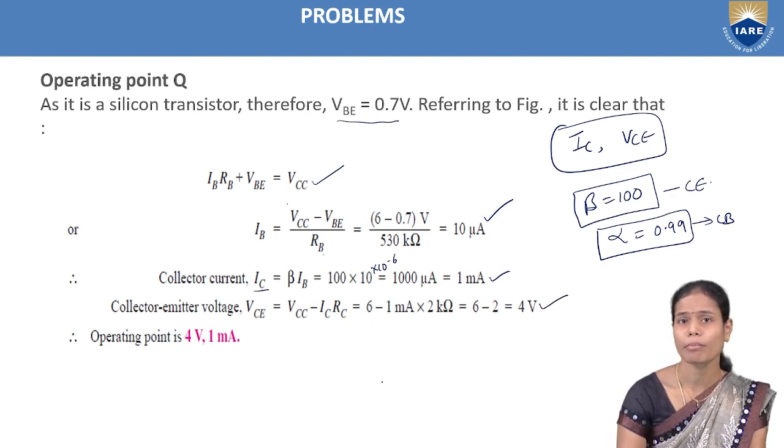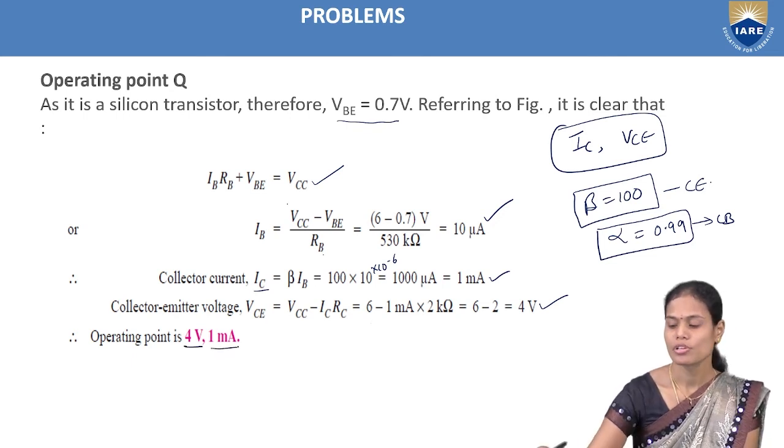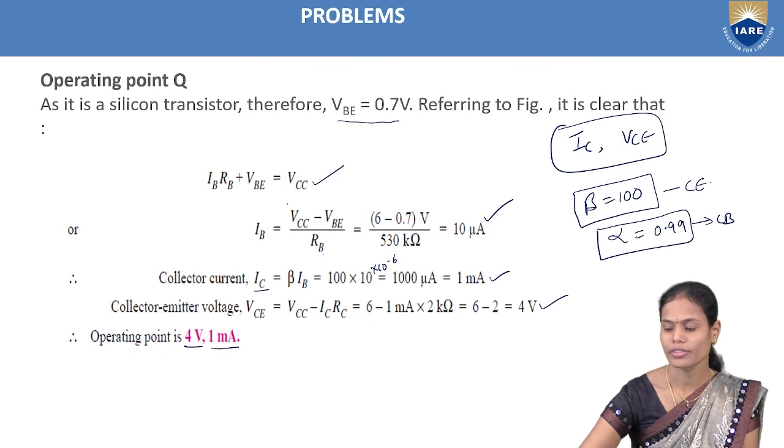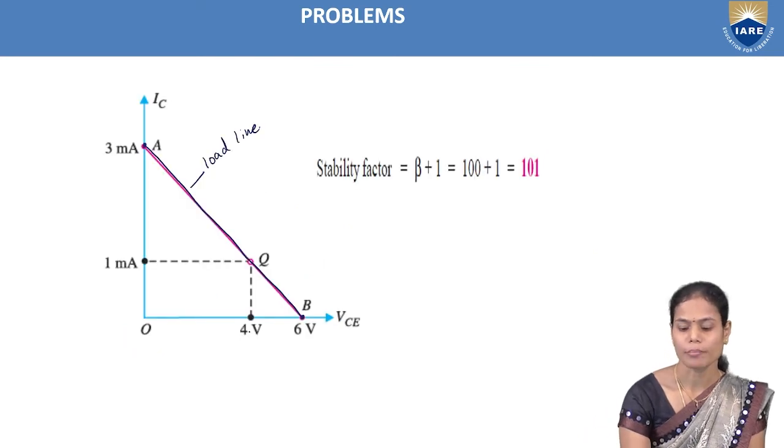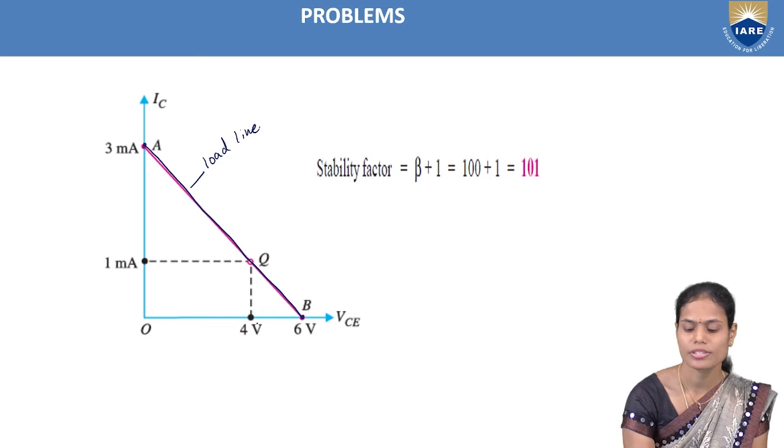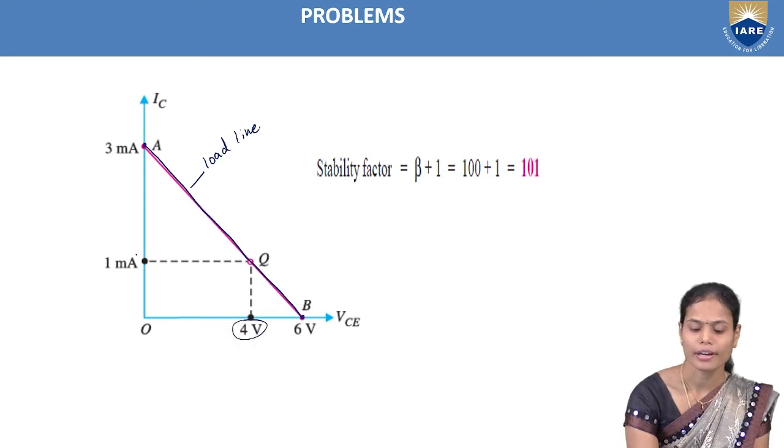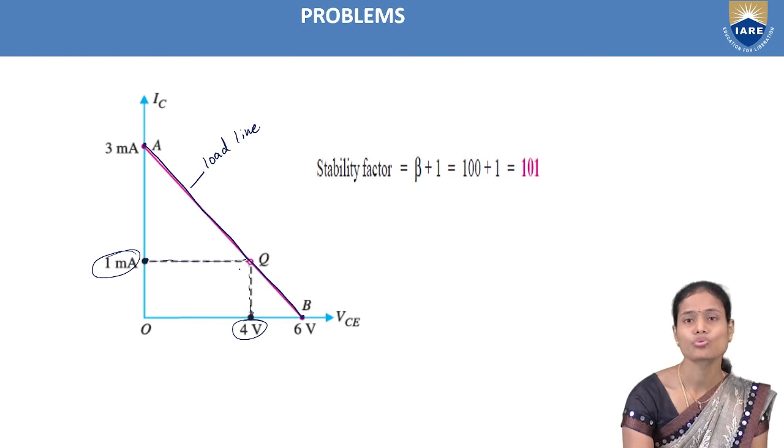So the operating point values are 4 volts and 1 milliamp. This we have to indicate on the characteristics. If we indicate VCE equal to 4 volts and IC equal to 1 milliamp, and take the lines towards the DC load line, where they touch the DC load line, that indicates the operating point.